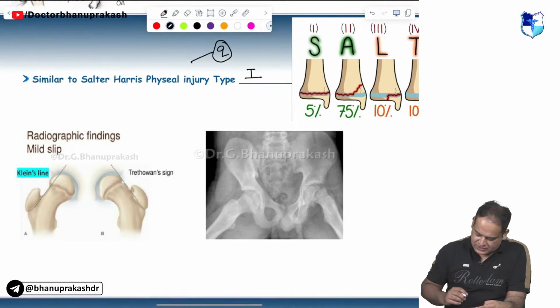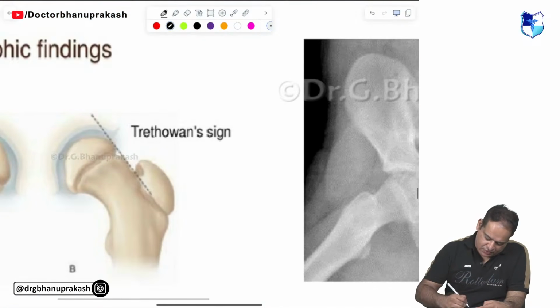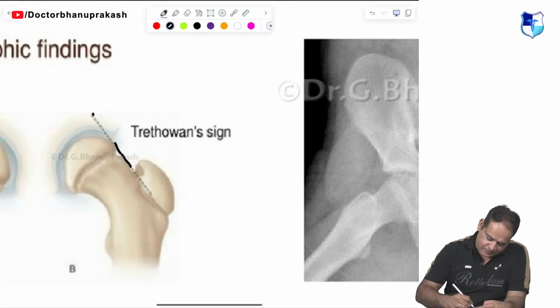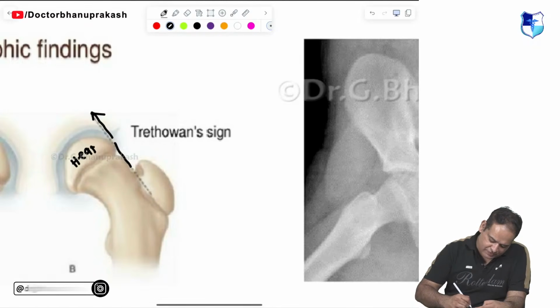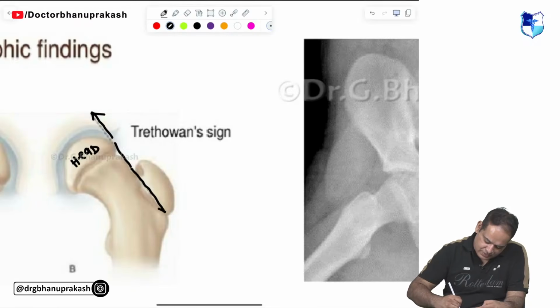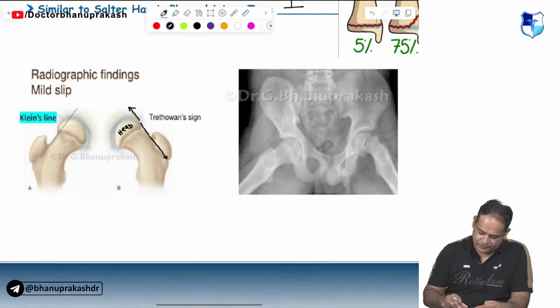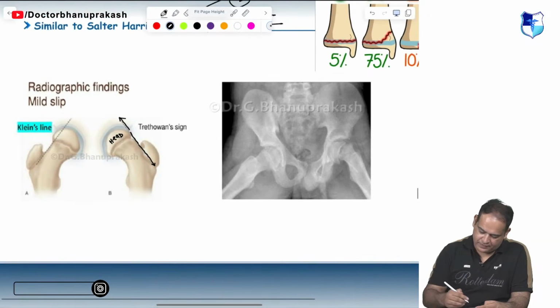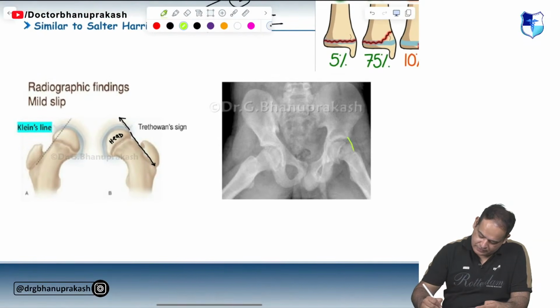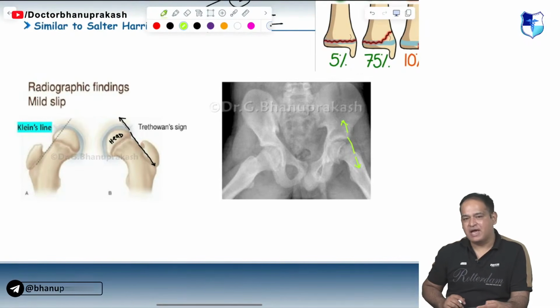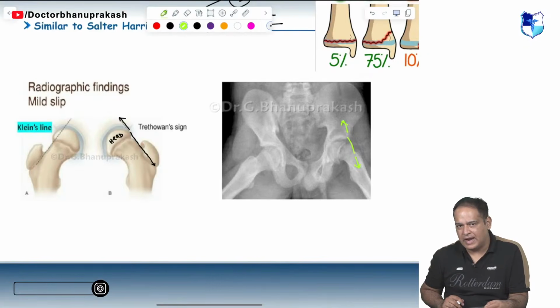Now, radiological sign, Trethowan sign. You draw a line on the neck of femur and you will notice this line will not pass through the head. Trethowan sign. Right, see here. Trethowan sign. This line will not pass through the head.